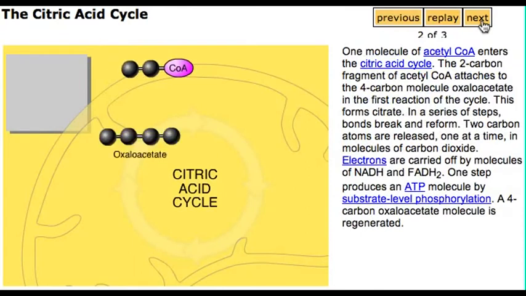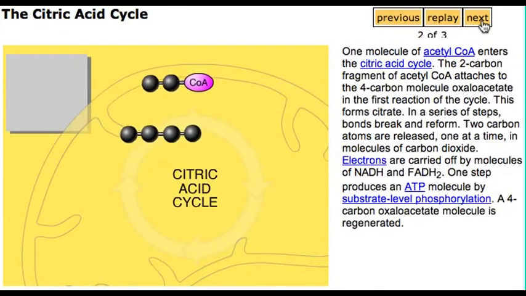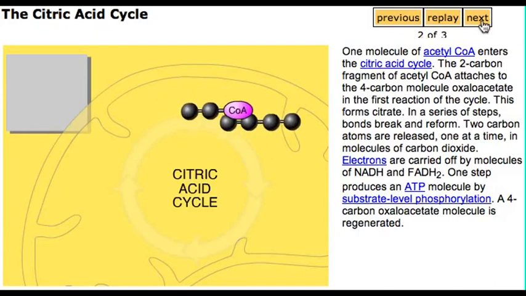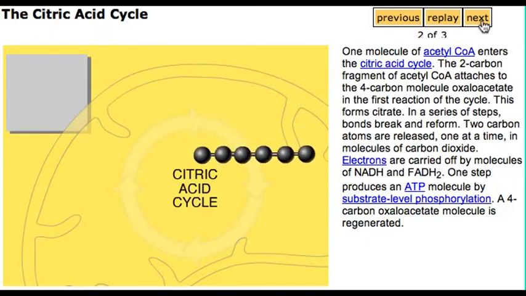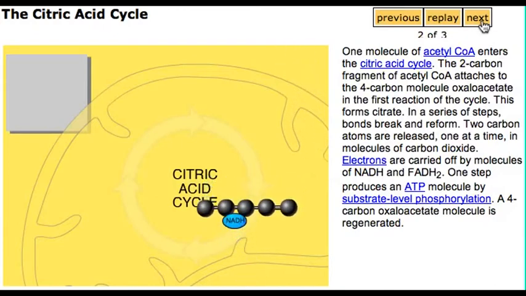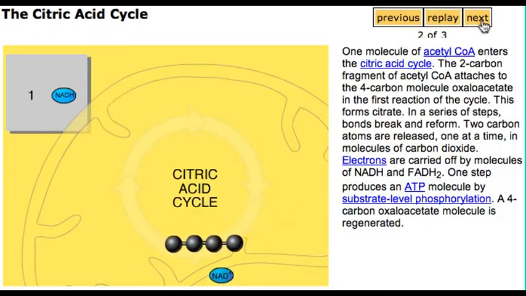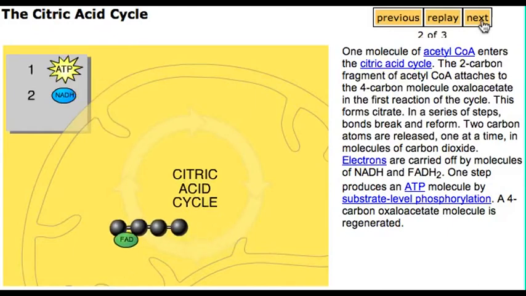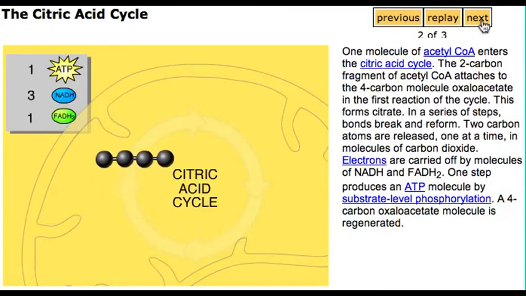One molecule of acetyl-CoA enters the citric acid cycle. The 2-carbon fragment of acetyl-CoA attaches to the 4-carbon molecule, oxaloacetate, in the first reaction of the cycle. This forms citrate. In a series of steps, bonds break and reform. 2 carbon atoms are released one at a time in molecules of carbon dioxide. Electrons are carried off by molecules of NADH and FADH2. One step produces an ATP molecule by substrate-level phosphorylation. A 4-carbon oxaloacetate molecule is regenerated.